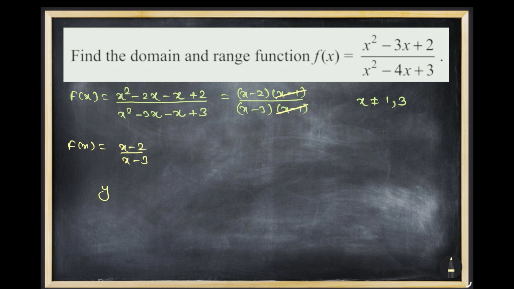So what you have to do? You have to say that the range is minus infinity to plus infinity minus curly braces coefficient of x from the numerator upon coefficient of x from the denominator. So this is the first part.